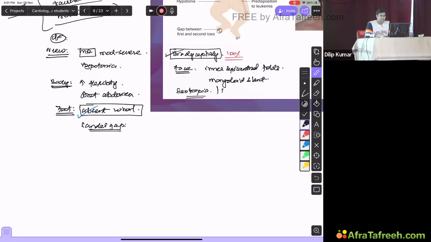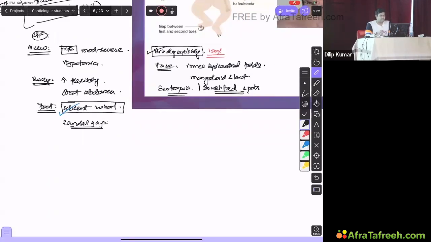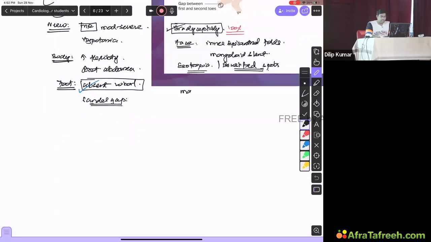And one other interesting feature is Brushfield spots in the iris. These are hypopigmented, speckled spots, otherwise called Brushfield spots. Then patients can have macroglossia. These are all in the face. Macroglossia, a large tongue.